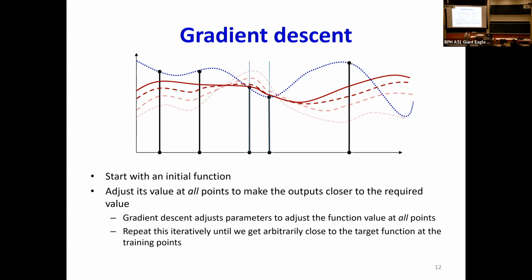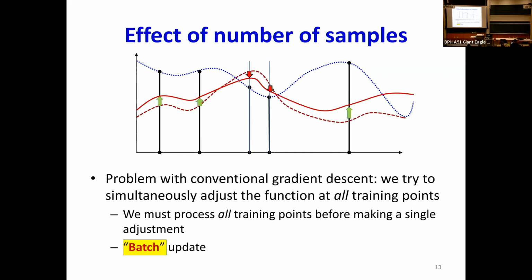Now, what is the problem with this kind of computation? What would it be? Computationally, what is the issue? You'd have to look at all of the training samples before making any update. That's going to be expensive, right? So this is what we will call a batch update. And the problem here is that you must process all of your training points before making a single adjustment. And this can be a bottleneck.